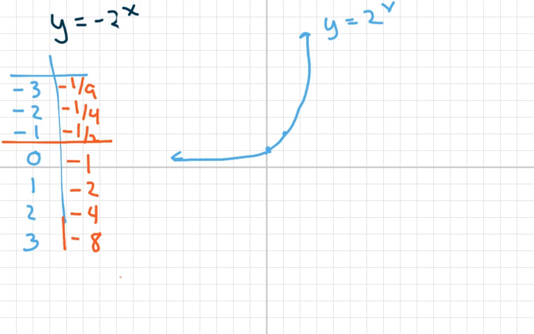So this one, we're going to go 0 goes to -1. 1 goes to -2. 2 goes to -4. 3 goes to -8, somewhere down here. So it's going to be like this. Okay? And that's the negative. And then this is y equals -2 to the x. Okay? Alright, next one.